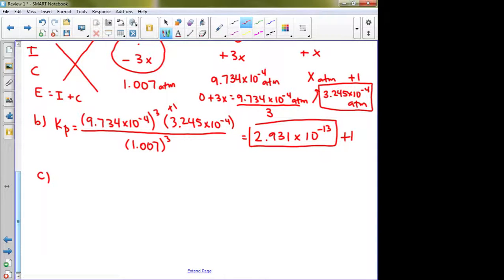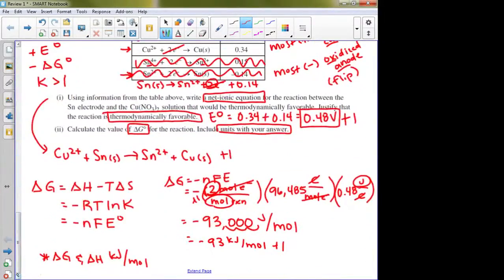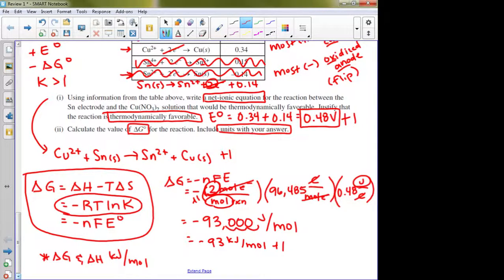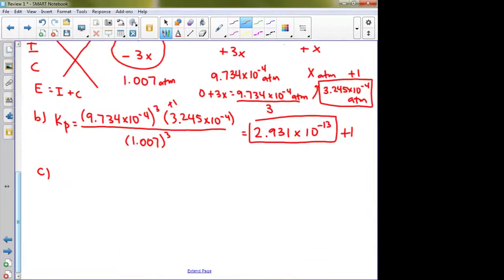C asks you to calculate Gibbs free energy, delta G. So I go back to my equation sheet, and I look at my 3 equations for delta G, and I say, all right, which one am I going to use? Negative RT times the natural log of K. I'm using that one because I just found K. So that must have been the equation they meant for me to use. So delta G is equal to negative RT times the natural log of K.